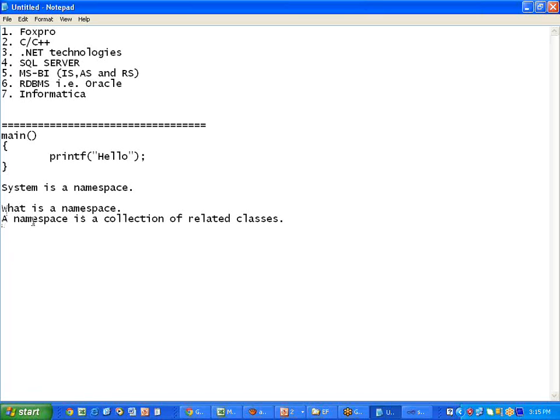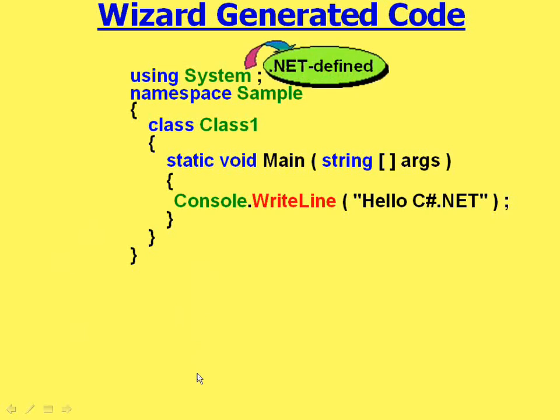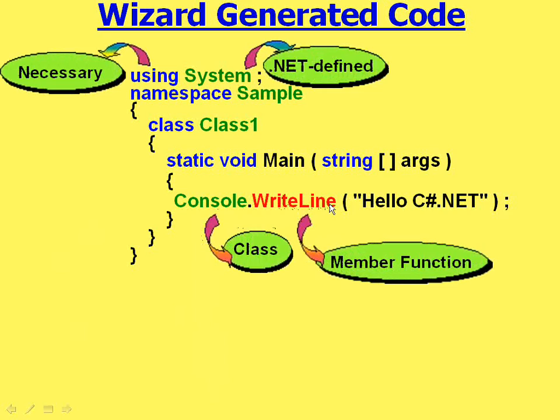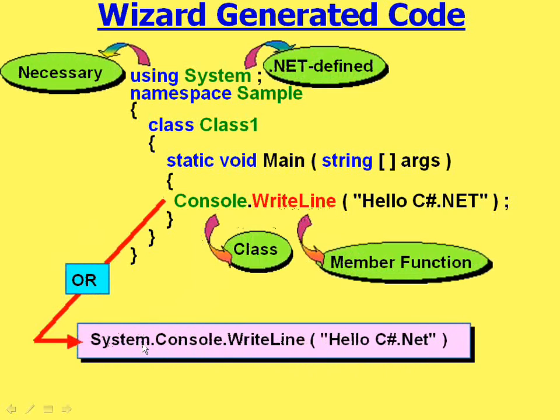So console is a class belonging to which namespace? System namespace. So console is a class, writeLine is a function. We can also say it like this, System.Console.WriteLine. System is a namespace, Console is a class, and WriteLine is a member function.